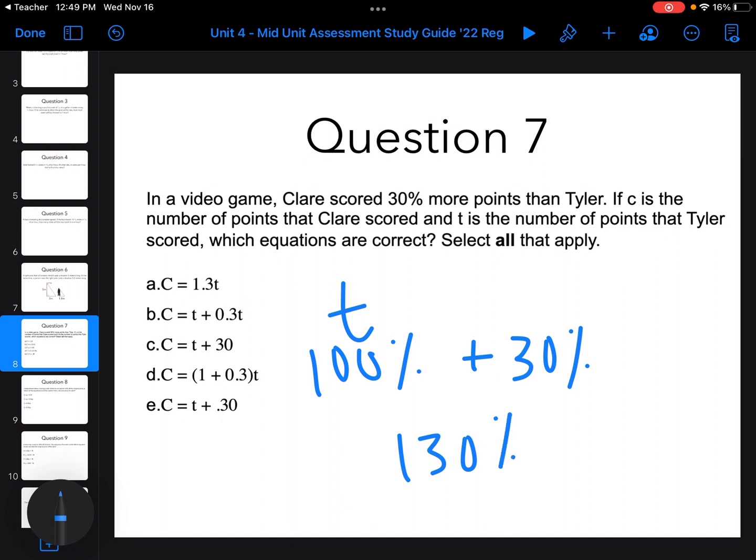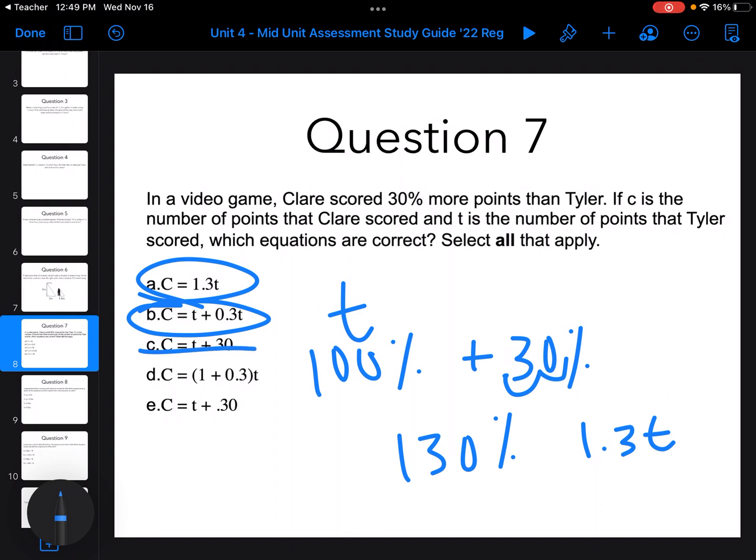So I know that I could have 1.3t. I could have t plus 0.3t. C is out because there's no t after the 30. If I distribute the t, so t times 1 and then t times 0.3, that would work. E is out because there's no t after the 30. So it could have been A, B, and D.